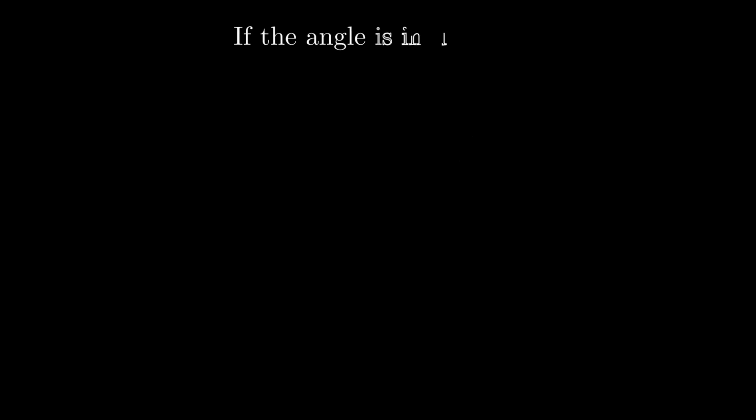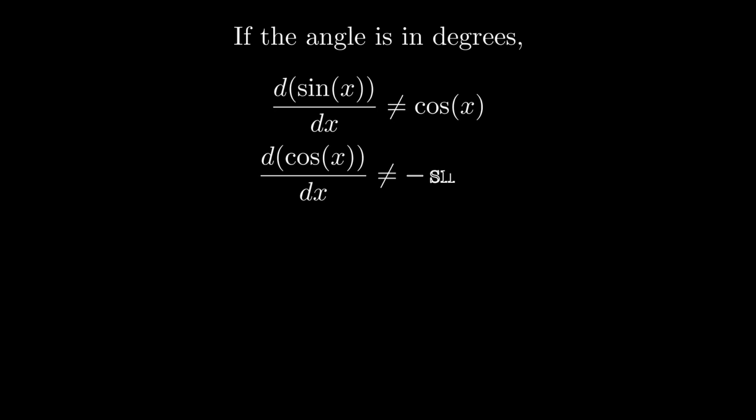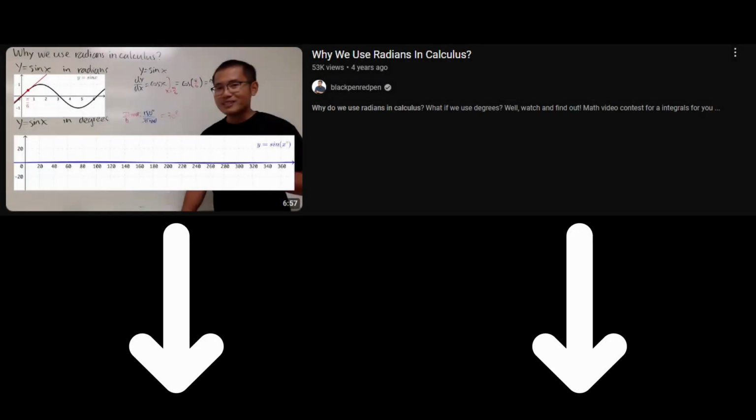It's important to remember that we use radians rather than degrees when using this form. If we use degrees, the derivative of sine x would not be cosine of x, the derivative of cosine would not be minus sine of x, and therefore Euler's formula wouldn't hold. If you're interested as to why the derivatives change, there is a black pen red pen video linked in the description which fully explains this idea.